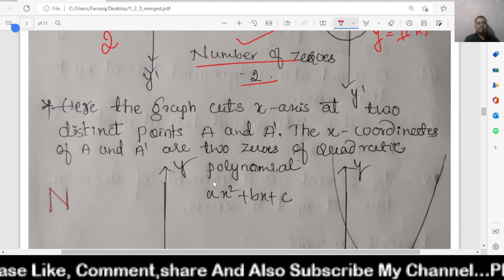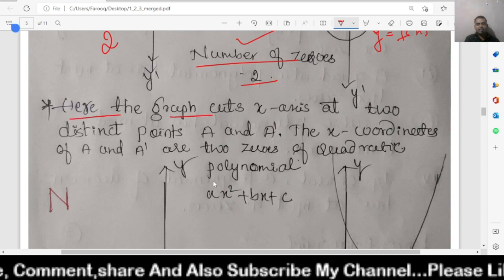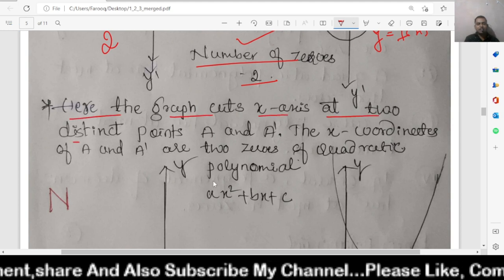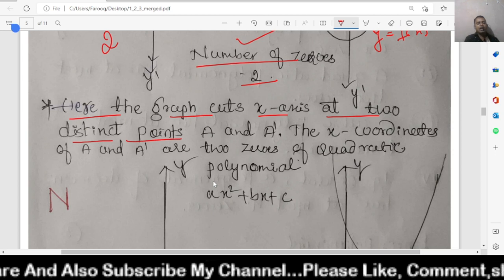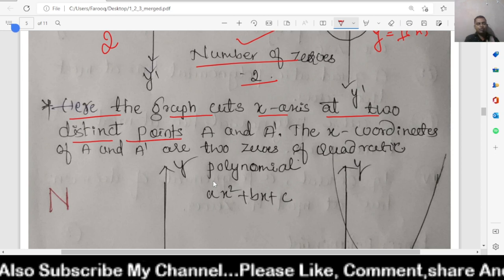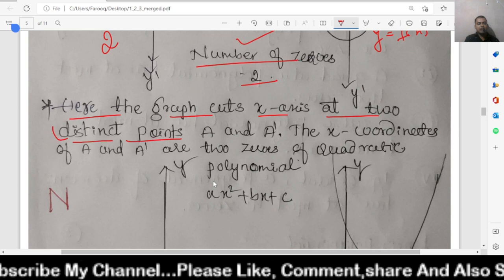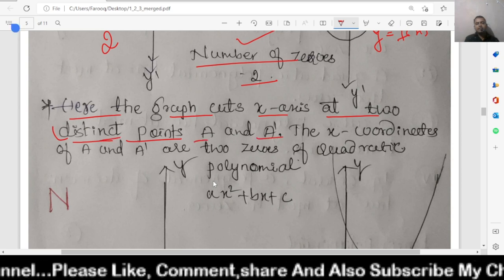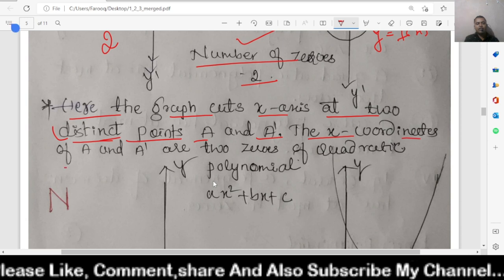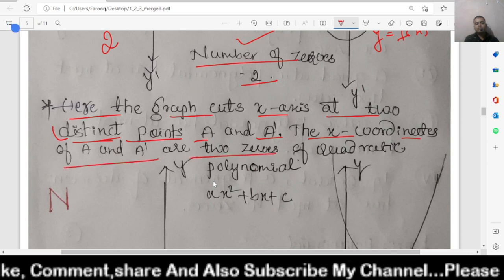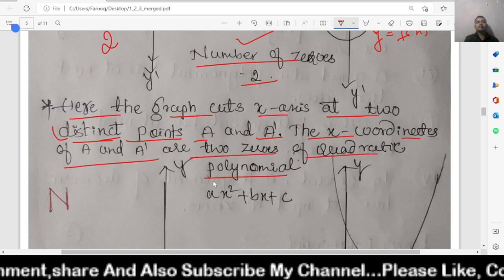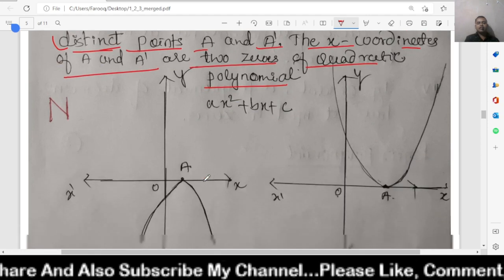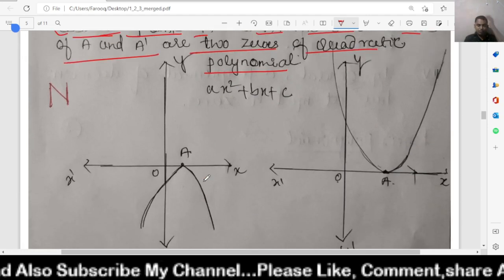Here the graph cuts the x-axis at two distinct, that means two different points. दो अलग अलग पॉइंट, distinct का मतलब दो अलग अलग, two different points a and a dash. The x coordinates of a and a dash are the two zeros of the quadratic polynomial. Yes, let us take two more examples graphically.